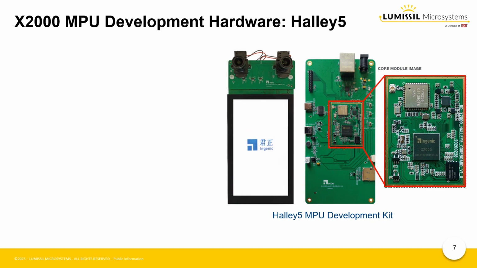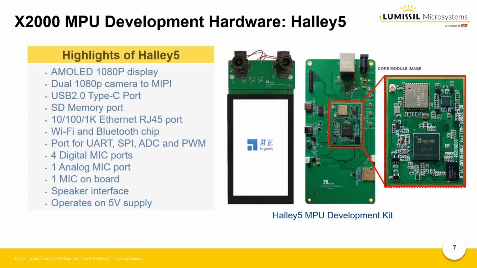The X2000 MPU development kit is called the Haley 5. And some of the features of the Haley 5 are an AMOLED 1080p display. It has dual 1080p cameras to a MIPI port and built-in cameras as well. Has USB 2 Type-C port, SD memory port, 10/100/1K Ethernet RJ45 port, Wi-Fi and Bluetooth chip, ports for UART, SPI, ADC, and PWM, 4 digital mic ports, 1 analog mic, 1 mic on board, has the speaker interface and operates on a 5-volt supply as well.